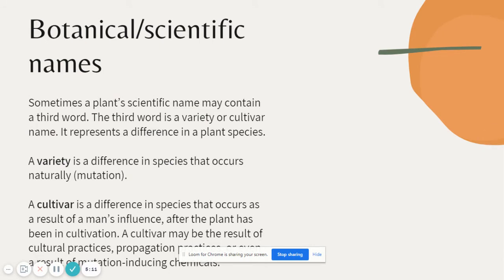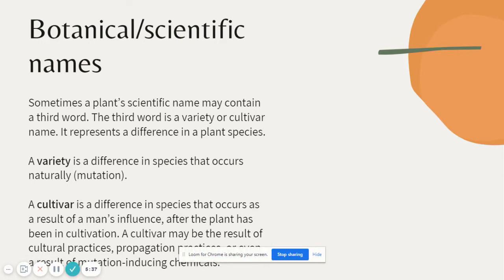All right, so as we get into more plant ID, you're going to see more of a third name, and that can either be a variety or a cultivar. And that's just going to break down even more of the difference within a species. So the more words we add, the more and more descriptive we get. So there is a difference in that third word because, like I said, it is a variety or a cultivar.